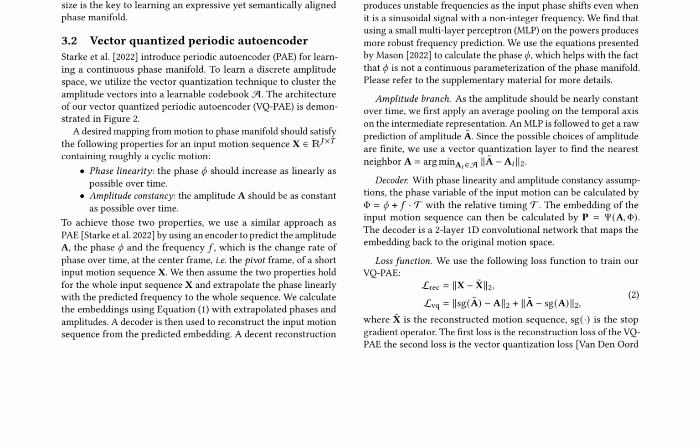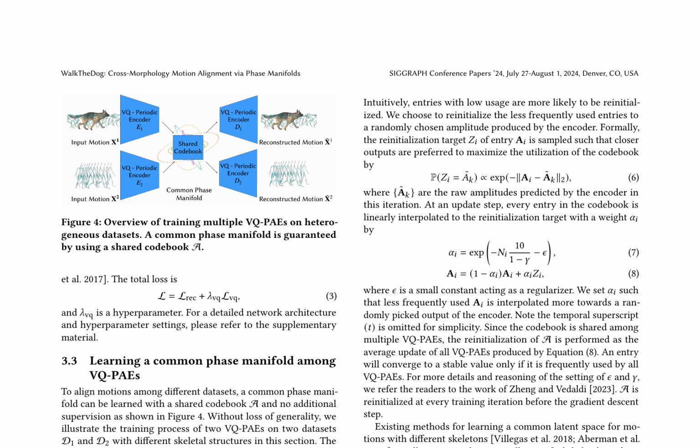The authors use a loss function that includes a reconstruction loss for the VQPAE and a vector quantization loss. They demonstrate the effectiveness of their approach by visualizing the phase manifold and showcasing the flexibility of their method in learning motion manifolds from different datasets. This work contributes to the field of computer graphics and machine learning, providing a new tool for motion analysis and synthesis. The authors propose a novel approach, WalkTheDog, for cross-morphology motion alignment via phase manifolds.